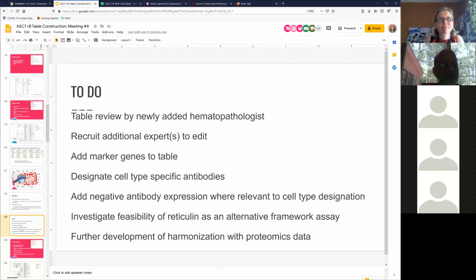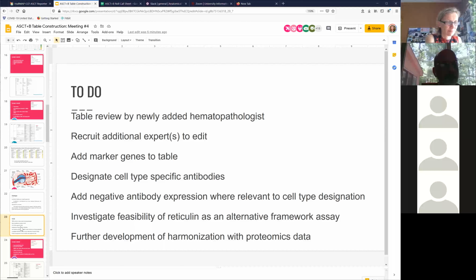Then going on, we need to add marker genes to our table. Currently, everything's in terms of the antibodies that I'm using in multiplex staining. I really haven't done a lot to incorporate the available genetic markers. And then we need to probably go back to the table and actually search hard for these, I guess you're calling them the calling card, cell type specific markers. And I need to add the negative antibody expression where it's actually relevant to being able to identify cell types.